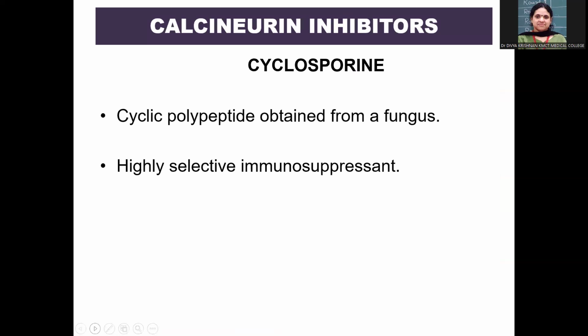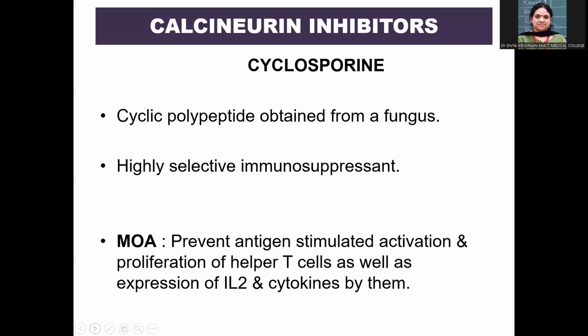So the first example is cyclosporin, and it is a cyclic polypeptide which is obtained from a fungus, and it is a highly selective immunosuppressant. As I've just told you, the mechanism of action is preventing the antigen stimulated activation and proliferation of helper T cells, and the expression of interleukin 2 and cytokines by them is also inhibited by cyclosporin. Now let us understand this in a little greater detail.